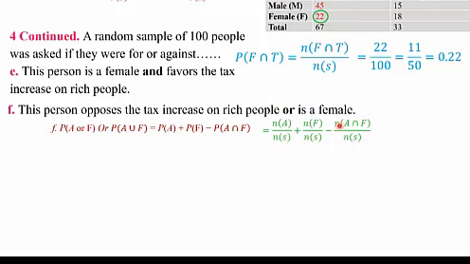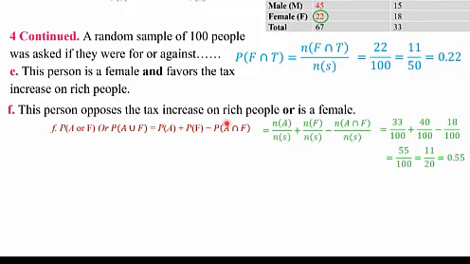In other words, look at this. The denominator is 100. How many A's? Total of 33. F's, we have total of 40. Now, how many are in common between the two groups? 18 has been accounted for 2 times. That's why we subtract. We end up with the following answer.